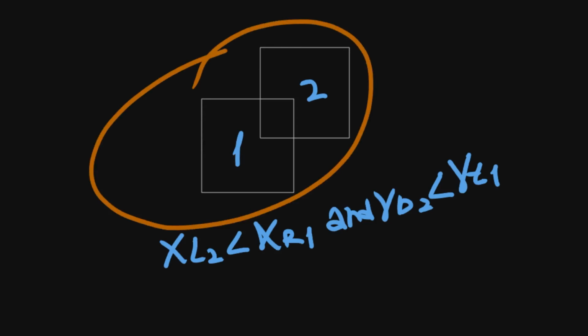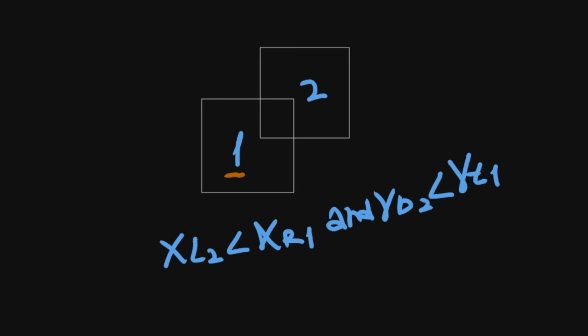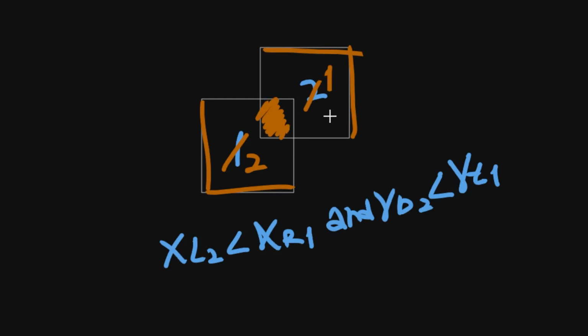Now, these shapes are not sorted, so there's no guarantee that this is shape number 1 and this is shape number 2. For example, let's say that this is shape number 2 and this is shape number 1. Here, the left bound of shape number 2 is here, and the right bound of shape number 1 is here. So we are not actually checking for an intersection here. We are missing something. And similarly here, the bottom bound of shape number 2 is here, and the top bound of shape number 1 is here. So we are not actually checking if we have an intersection.